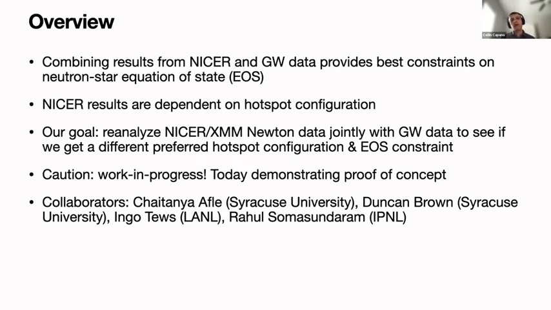The reason we want to do that is we're particularly interested in seeing if we can get different evidence for different hotspot configurations on the NICER side, which then maybe will lead to different equation of state constraints. Everything I'm going to talk about today is very much a work in progress, so I don't really have concrete results to show yet, and I apologize for that. This is more going to be a proof of concept technical talk, but hopefully you'll still find it interesting.